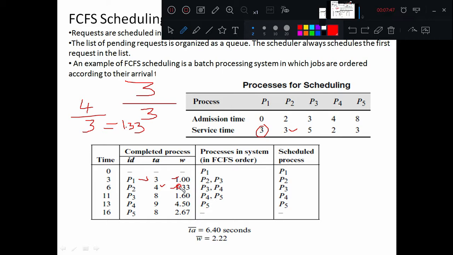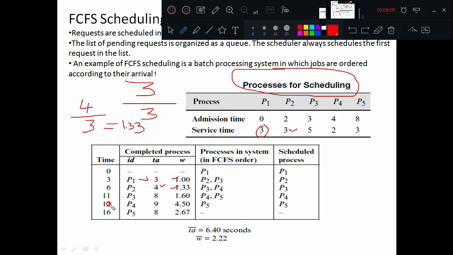So in the exam, what do they give? They will give this table, the process table for scheduling, right? They may vary the admission time and service time, so accordingly you have to calculate the turnaround times and weighted turnaround times, with explanation. Then finally, you have to calculate the mean turnaround time and the mean weighted turnaround time.